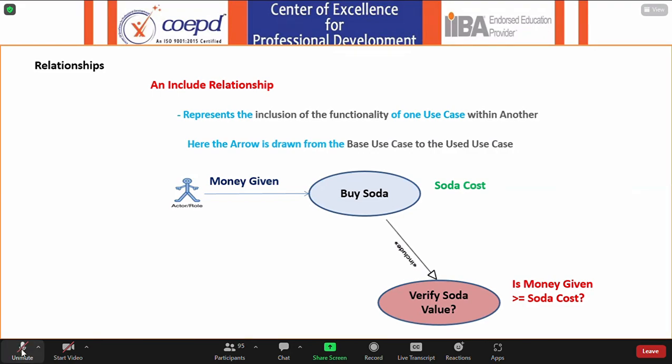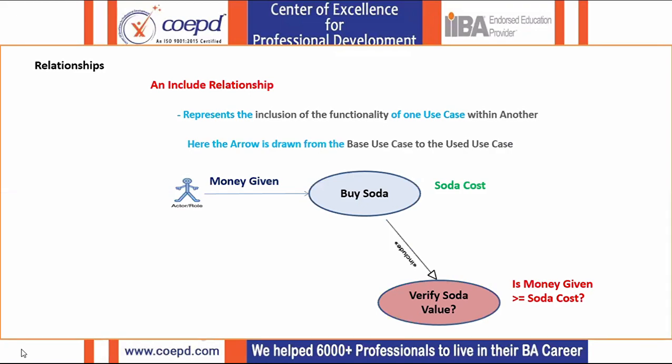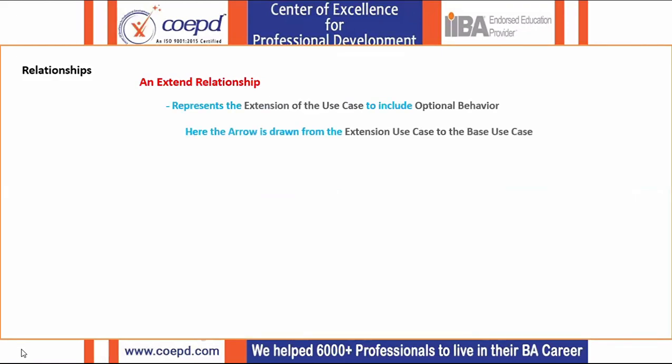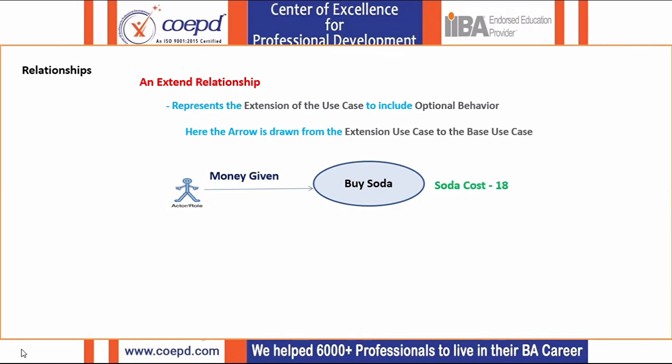Now the next one. Let's take the other one, extend, with the same example. When the customer is inserting the value, money, for example, the product cost is as I said, first we will verify what the inserted value is, whether it is enough or not, right? That is going to solve which functionality? The very first one. The relationship will be include.